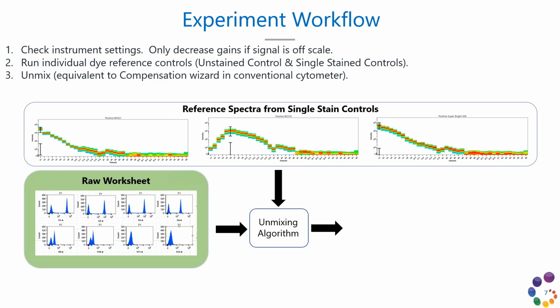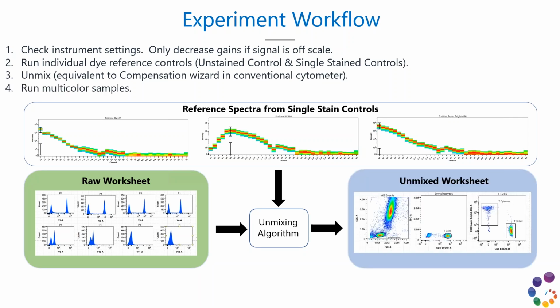Once all of your controls are recorded, you're going to go through our unmixing wizard, and you'll gate on your positives and on your negatives like what you're used to doing. And once you've completed that, you can start recording your multicolor sample and viewing it in the workspace that you're used to seeing, where you have all of your fluorochromes and markers on the axes, rather than the raw detector channels as you saw prior to unmixing your data.